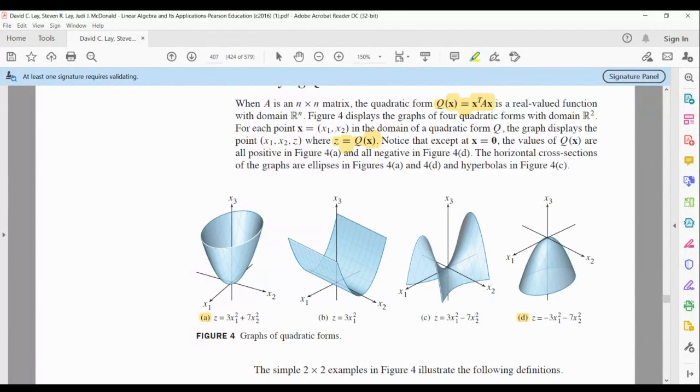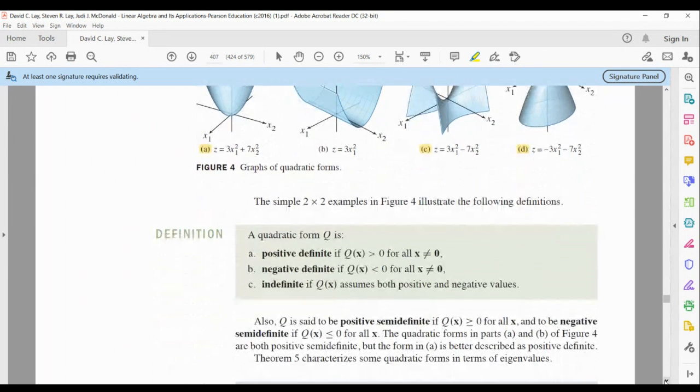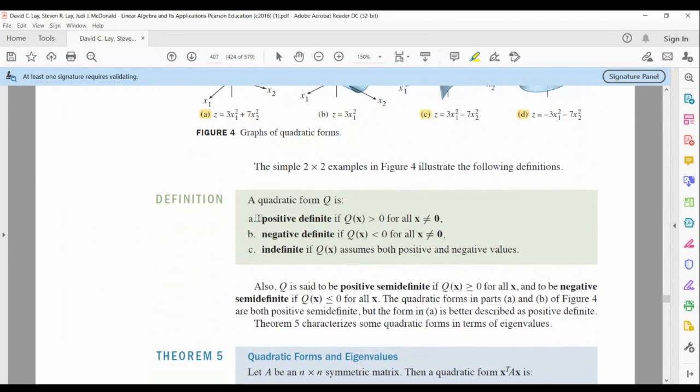Then in figure C, you have a quadratic form where the z values are sometimes positive and sometimes negative. That's called indefinite. You have a +3 and a -7, a positive eigenvalue and a negative eigenvalue. So that's called an indefinite quadratic form. That's what they mention in the definition regarding positive definite, negative definite, and indefinite.